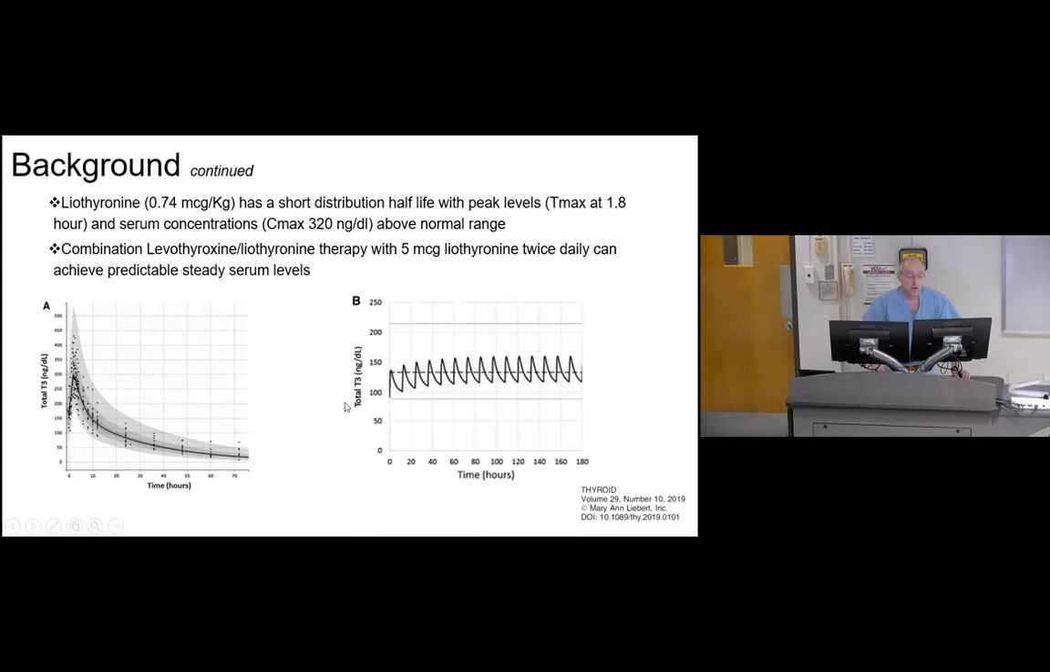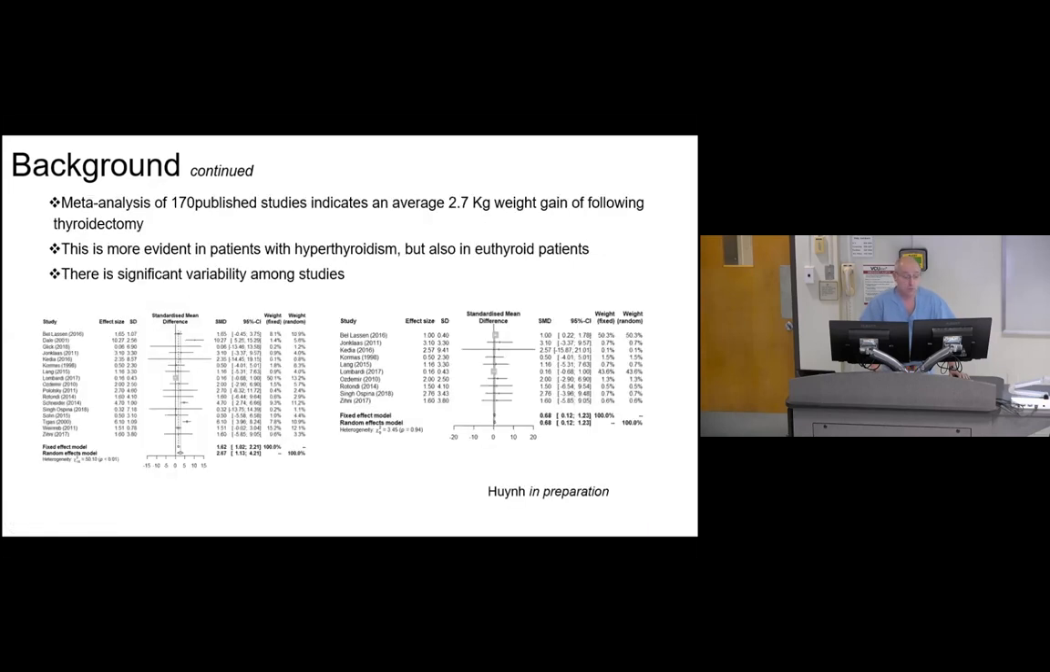Conversely, by using this data, we've been able to generate a pharmacokinetic model whereby 10 micrograms of levothyronine, which is T3, substituting 25 micrograms of levothyroxine and administered on a twice daily regimen, would provide a significant increase in T3 levels without achieving peak levels above the normal range. So in essence, it would be safe and feasible.